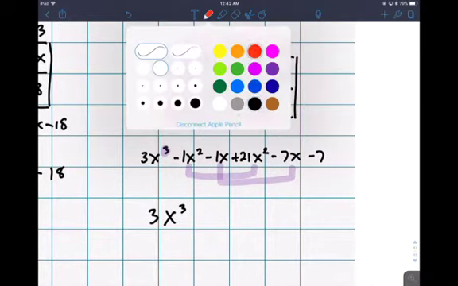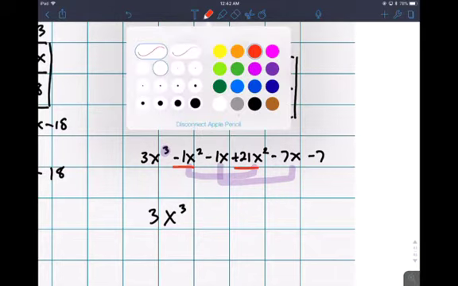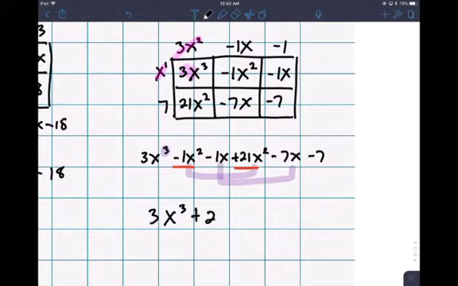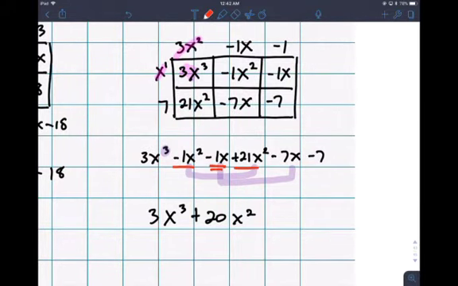Negative 1x plus negative 1x squared plus 21x squared. So negative 1 plus 21 is going to be positive 20x squared, and negative 1x minus 7x, negative 1 minus 7 is going to be negative 8x minus 7. So there's my final answer.